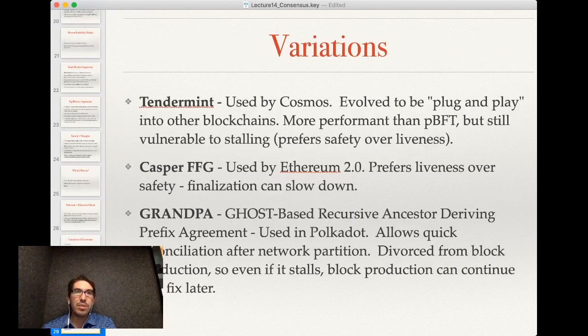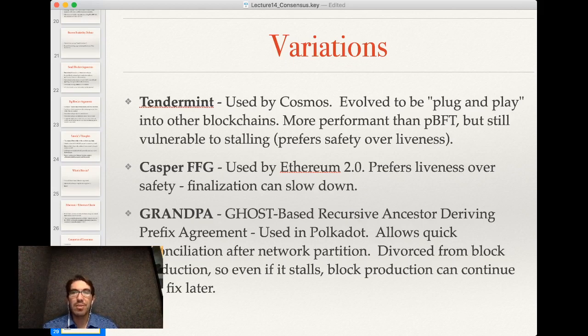And there are a lot of variations on this. So just a few I want to cover. Tendermint, which is used by Cosmos and was made to be much more performant than PBFT, but it's still vulnerable to stalling. So it prefers safety over liveness. If it's not 100% sure that it can move forward in a safe way, then it just will stall. No further progress can be made. Casper, the friendly finality gadget, is used by Ethereum 2.0. And this is interesting. It prefers liveness over safety. So what we can have is a slowdown of finalization.